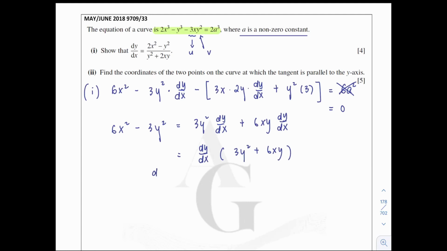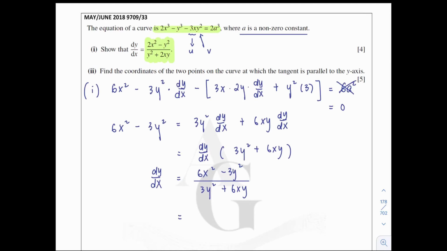And from here, we can conclude that dy/dx is actually equal to (6x squared minus 3y squared) over (3y squared plus 6xy). So let's compare to what they asked to prove. We just need to simplify further. Then you get (2x squared minus y squared) divided by (y squared plus 2xy). That's how we do part 1.